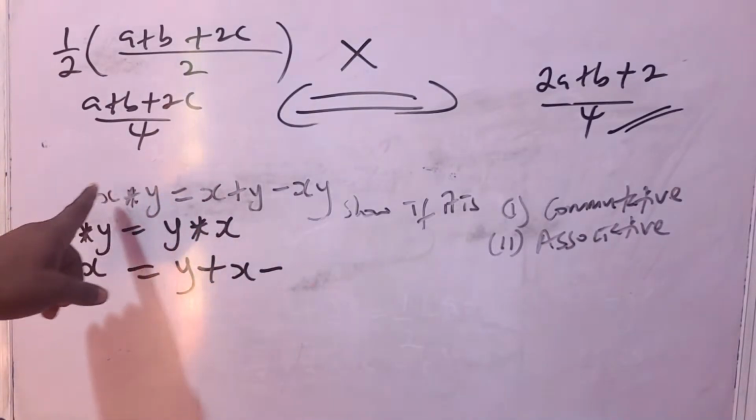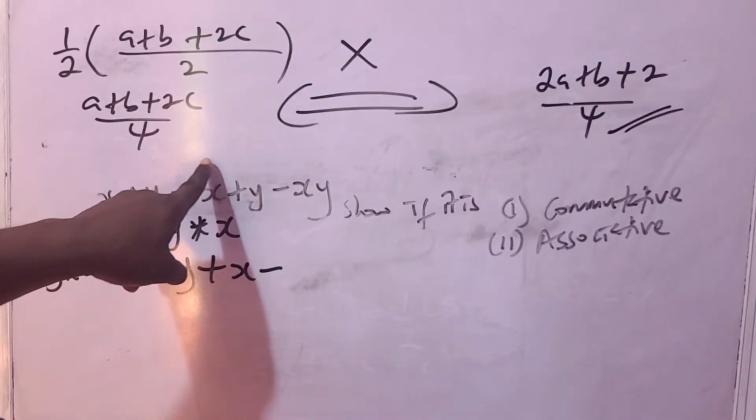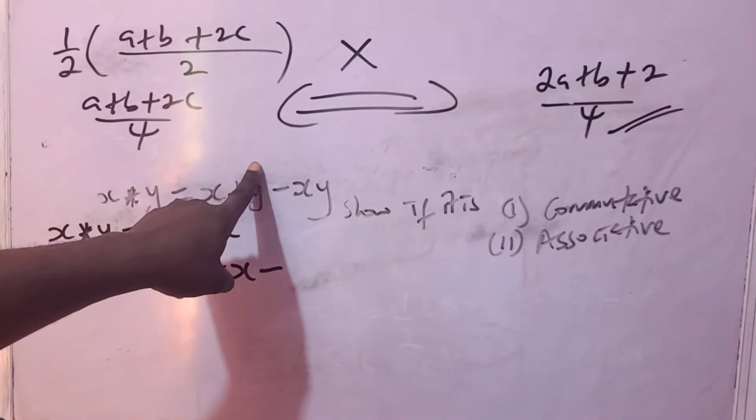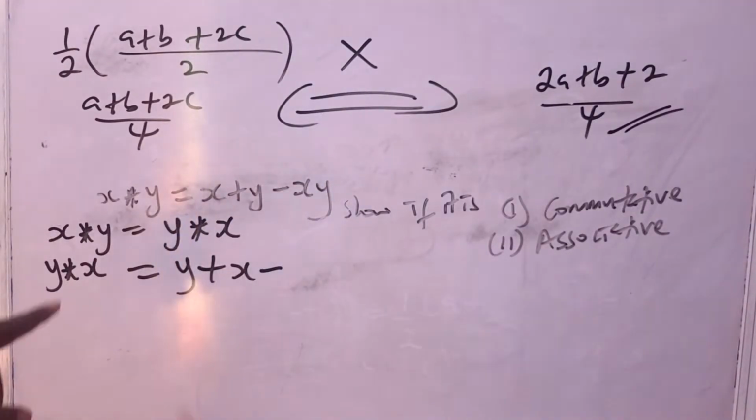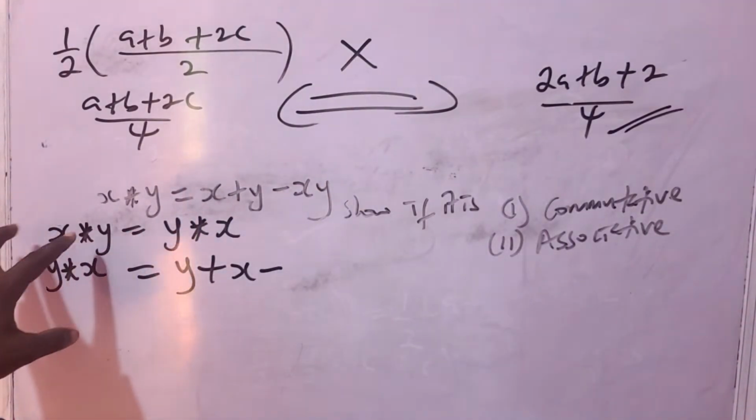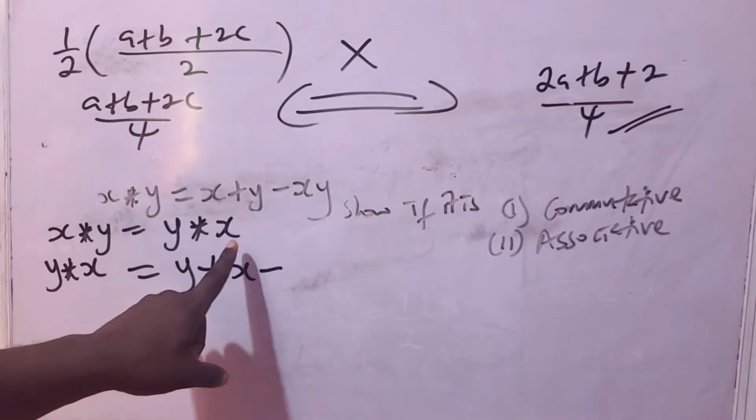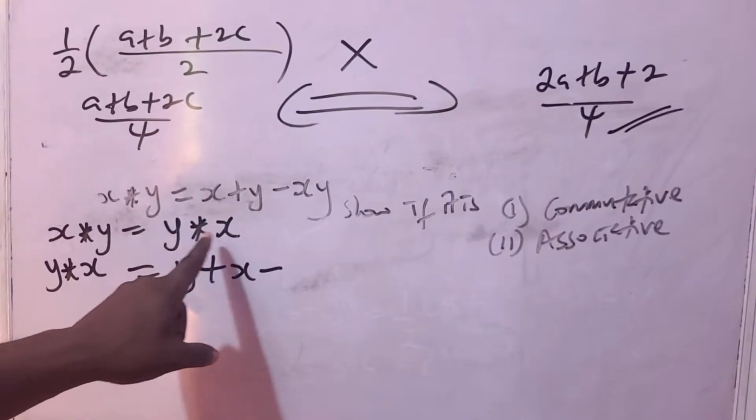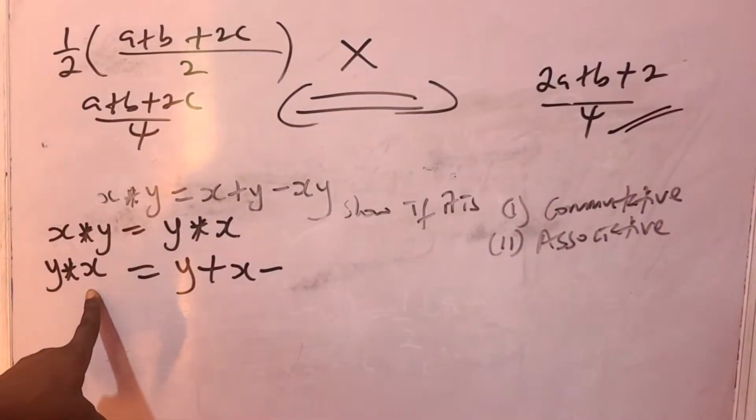That means the operation is saying whatever your first is with your second is equal to first plus second minus first times second. All right. Now, if you have, of course, x star y is still the same one. For you to now find y star x, that means in this y star x, your first now is y and your second is x.